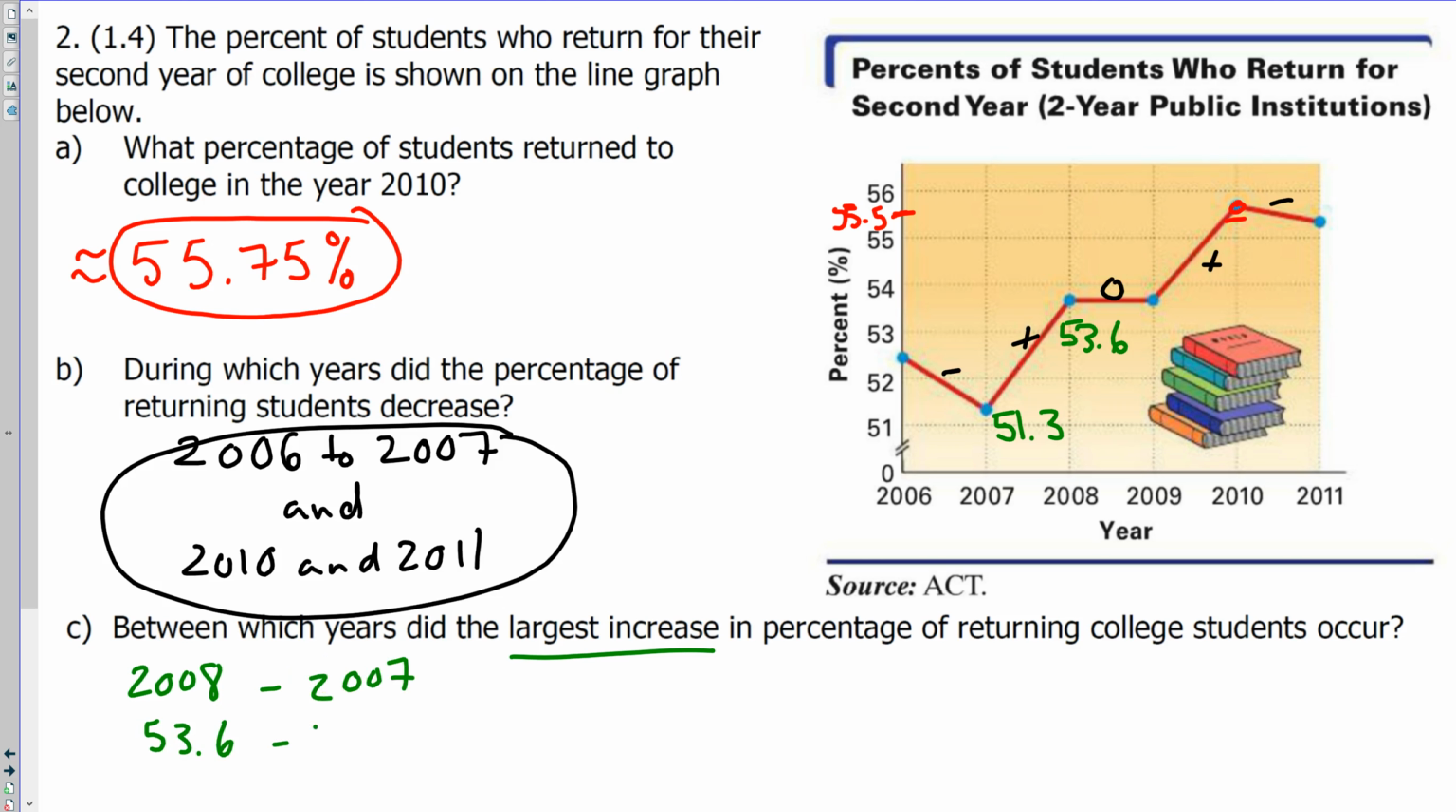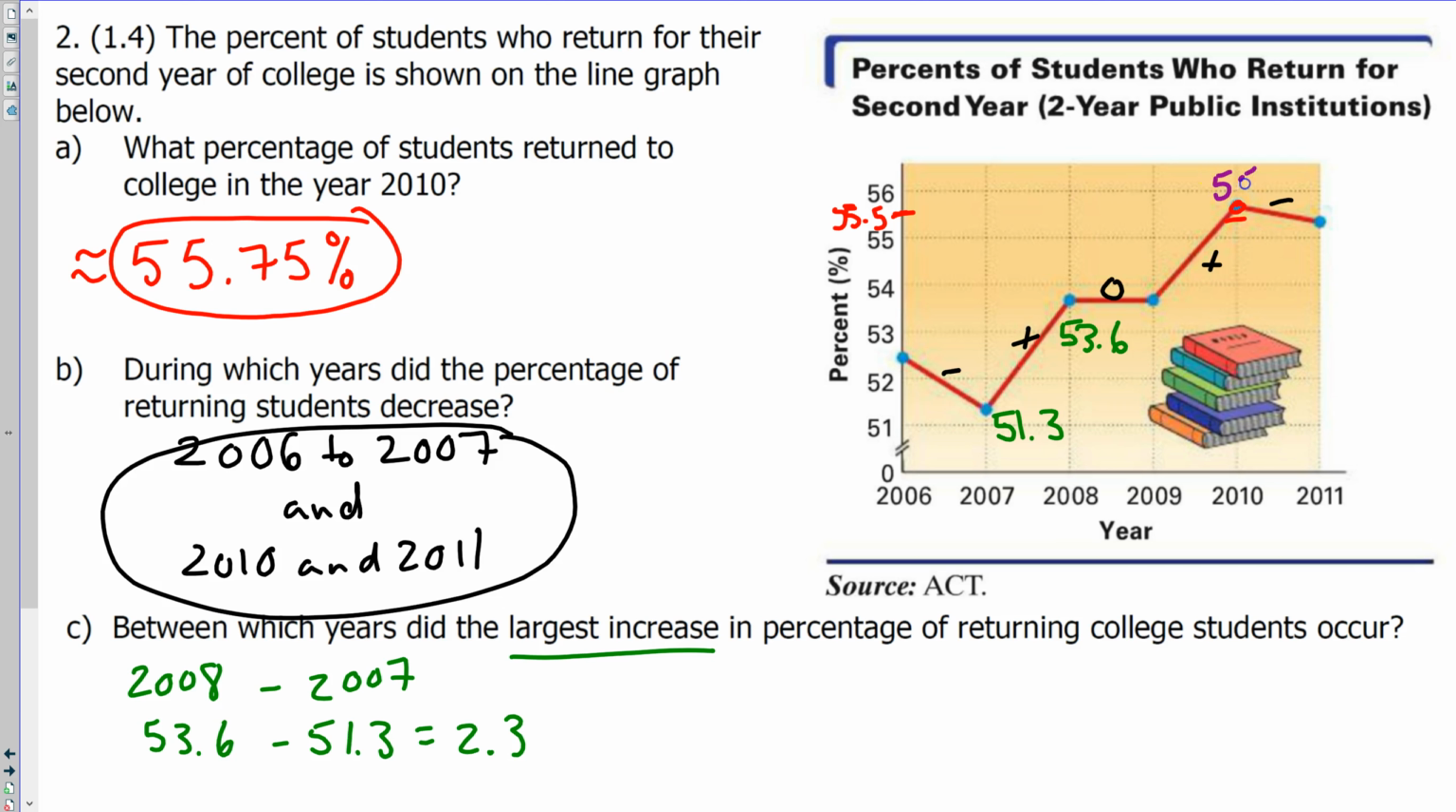2007, 51.3. I would go ahead and subtract those, and I get 2.3. The next set of numbers, we can estimate in the year 2010.